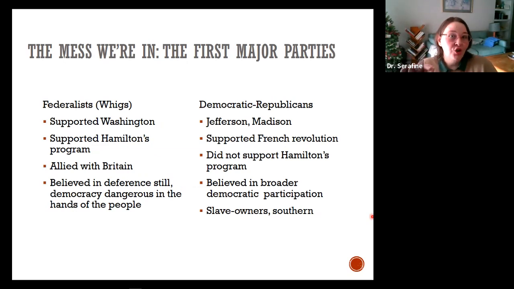What were the major divisions between these two parties? The Federalists supported Washington.